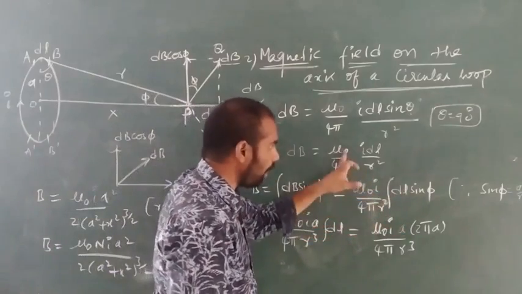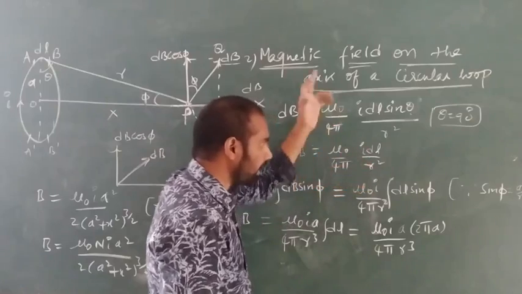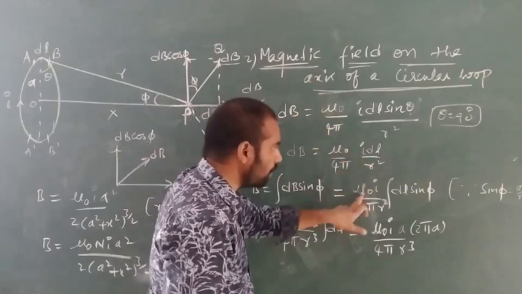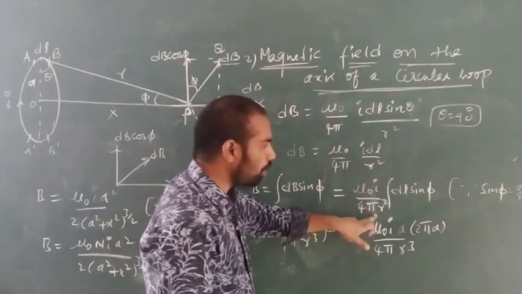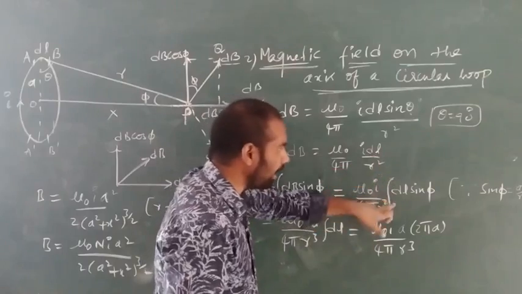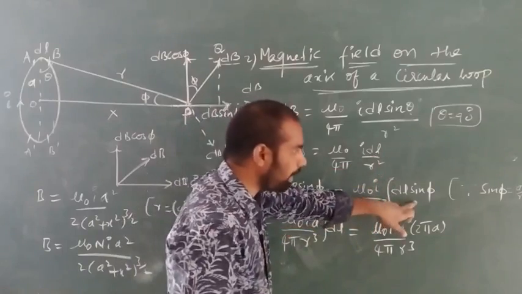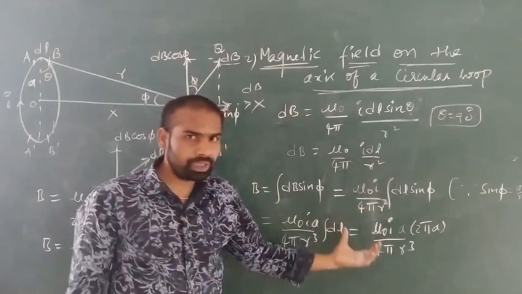So just take common mu naught I, because current I is constant and mu naught by 4 pi is constant. Also r square is constant, so r square will be taken outside. The integration of dl into sin phi will remain the same. Up to here clear?